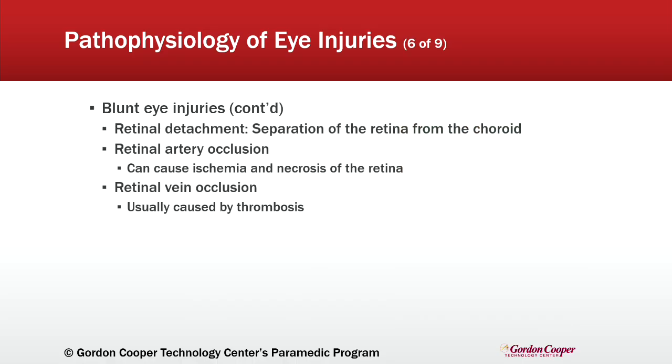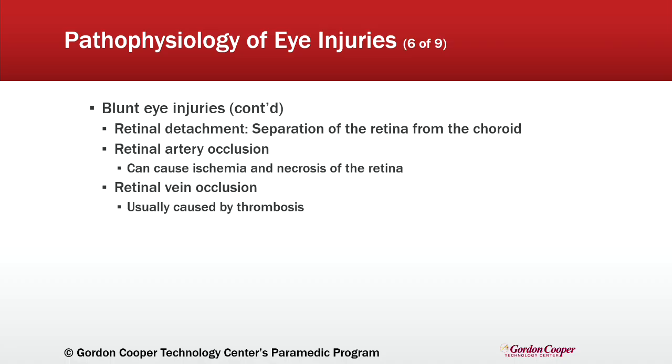A retinal detachment is the separation of the inner layers of the retina from the choroid, which is the underlying layer. This is a painless condition that can cause the patient to see flashing lights, specks, floaters, or a cloud or shade over their vision. A retinal detachment requires urgent medical attention to prevent permanent vision loss.